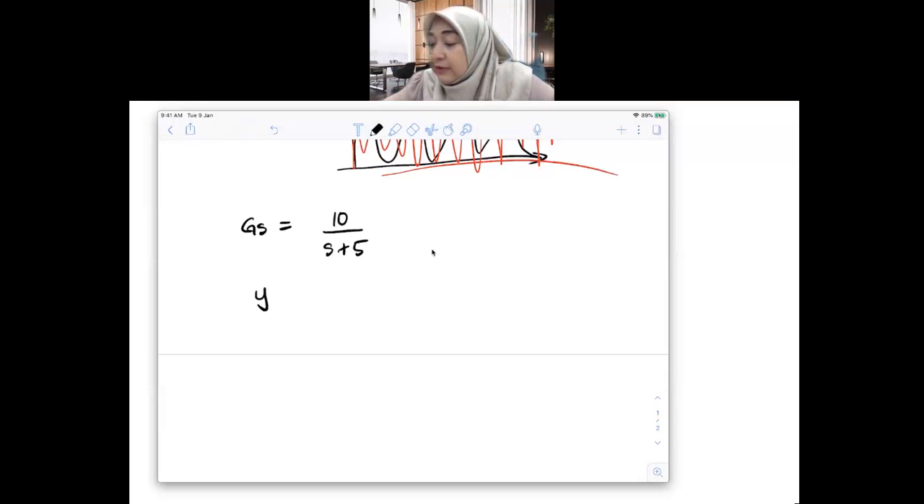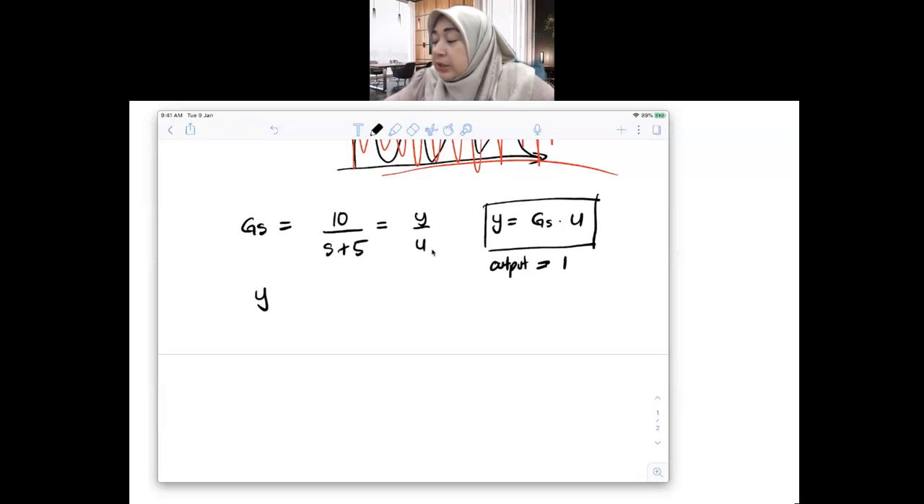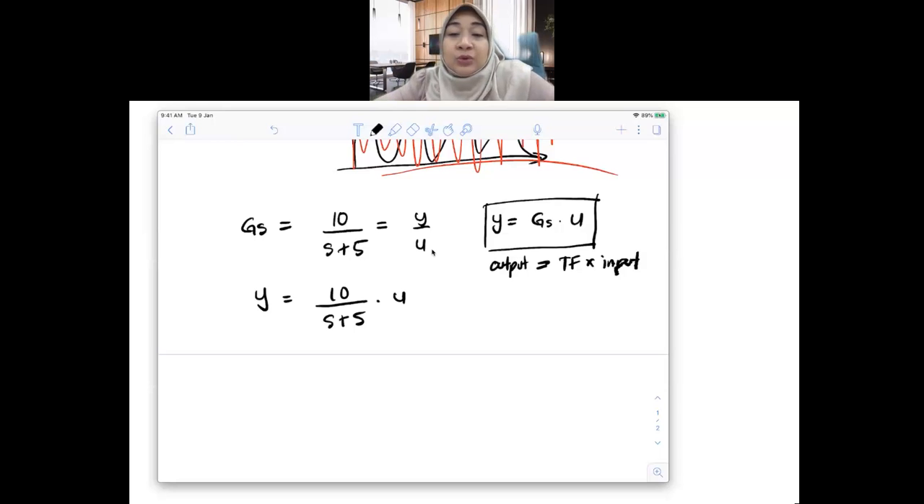All right. So if I write in terms of transfer function, it is actually equivalent to output over input, isn't it? If you remember the equation of transfer function, output y is equal to transfer function multiplied by input, right? So when we have this transfer function, output y is equal to 10 over s plus 5 multiplied by u.